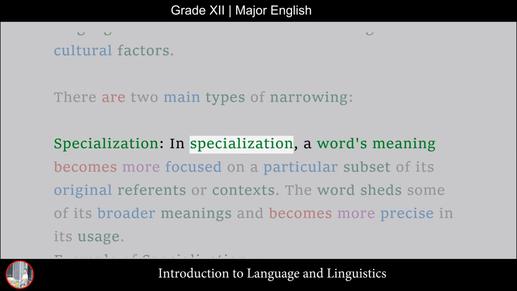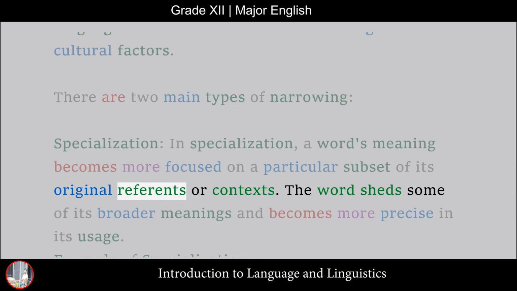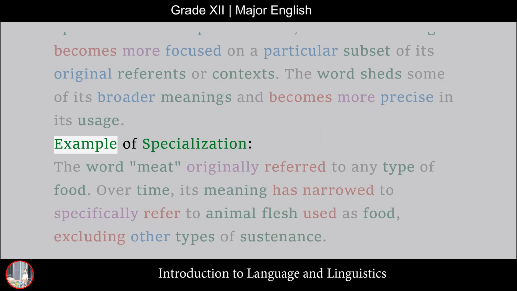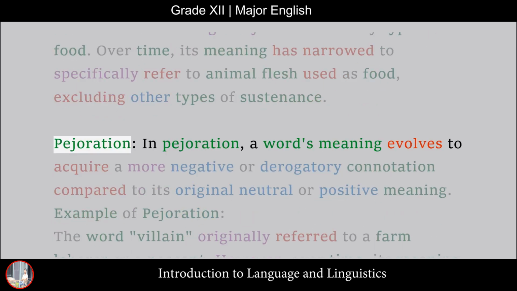Specialization. In specialization, a word's meaning becomes more focused on a particular subset of its original reference or contexts. The word sheds some of its broader meanings and becomes more precise in its usage. Example of specialization. The word meat originally referred to any type of food. Over time, its meaning has narrowed to specifically refer to animal flesh used as food, excluding other types of sustenance.